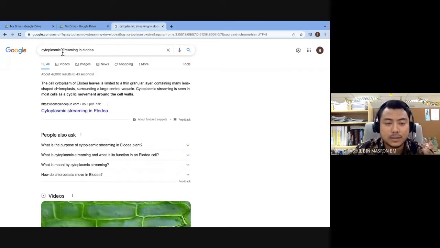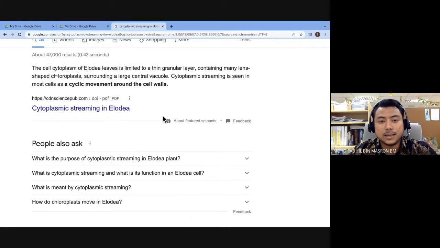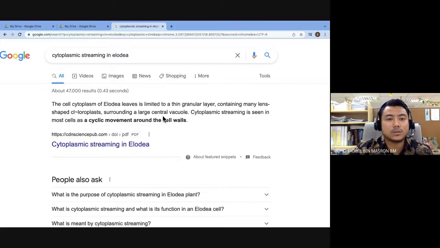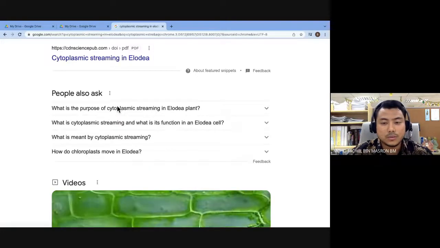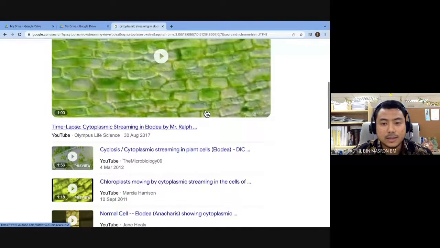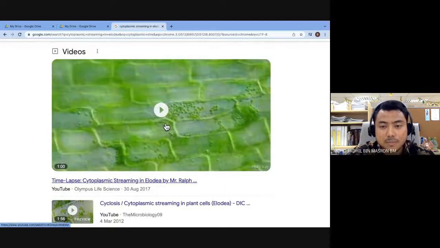Why do I type and Google this thing? It's not that I did not know, it's so that it is visible on my screen. Itu sahaja. Supaya bila saya cakap tu, you tahulah macam mana ejaan dia. And you guys can Google it on yours by yourself as well. It is called cytoplasmic streaming in Elodea. So you can Google over here.